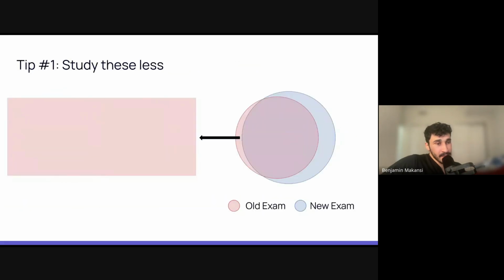So let's get into some tips for actually passing. Tip number 1 is that you should study these topics less. So first is App Engine. It used to show up more frequently, but it's much less emphasized. In general, I think Google is encouraging people to just use Cloud Run as the kind of serverless app deployment option on GCP.